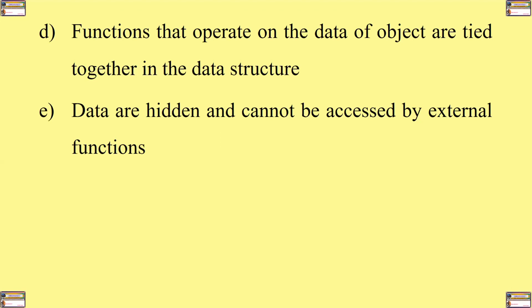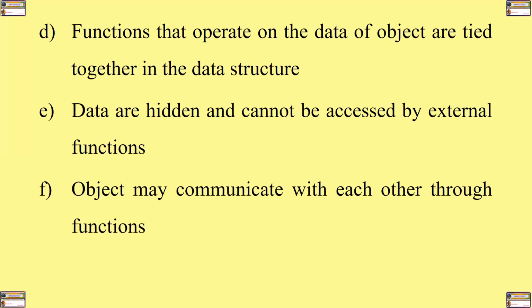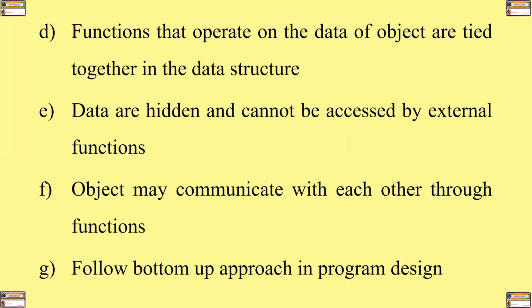I repeat, data is written in a position where it cannot be accessed by external functions. In other words, the data is hidden from external functions. Data is hidden and cannot be accessed by external functions. Number six, objects may communicate with each other through functions.